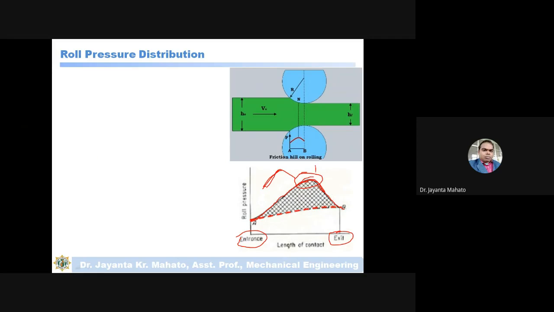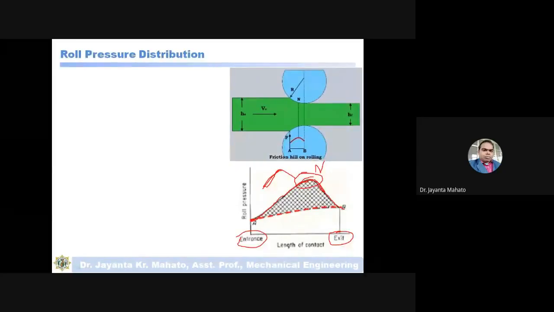And it decreases rapidly after the neutral point. So this is the distribution curve. Here the pressure increases rapidly, and at the neutral point it becomes the peak, and then again it decreases rapidly.